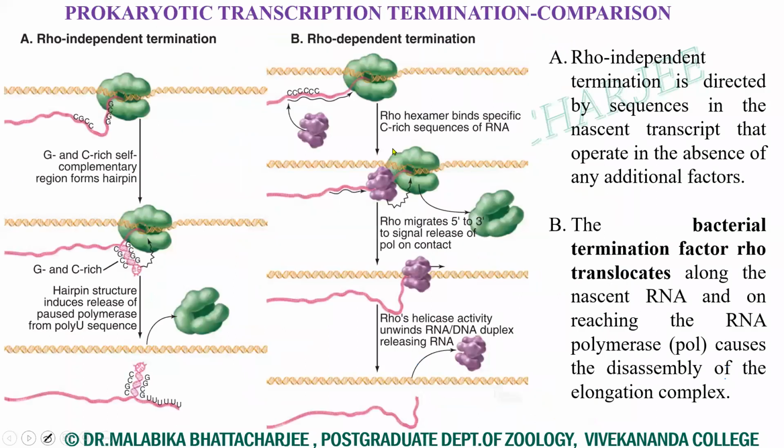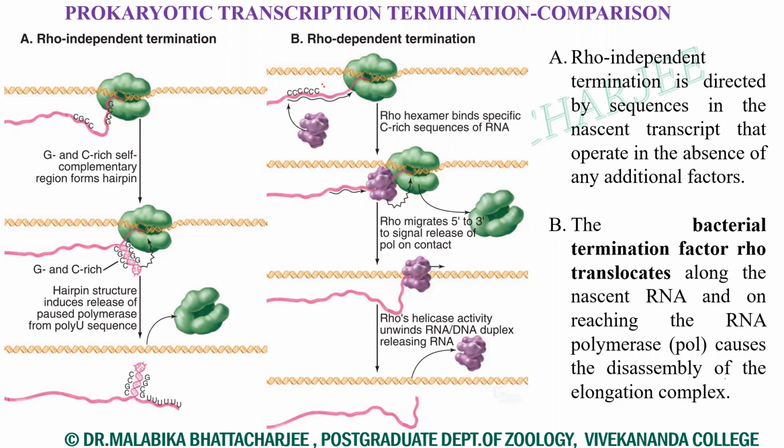So you can see this is a comparison of the two pictures. This is a rho-independent termination where we had, as I said, this two-fold symmetry and the formation of the stem loop, and then we had a poly-U stretch. So this is how the RNA opens up.